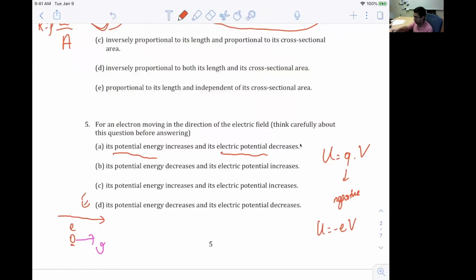Let's think about this problem. When you have an electric field in that direction, the force is going to be this way, right? Or you can draw it like this in a parallel plate. This is a high potential and this is going to be low potential, because the electric field is that way. So the electron is moving to low potential. So potential will decrease, but the potential energy will increase. Okay, it will be A.